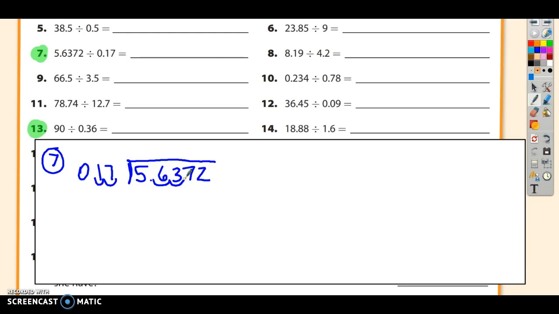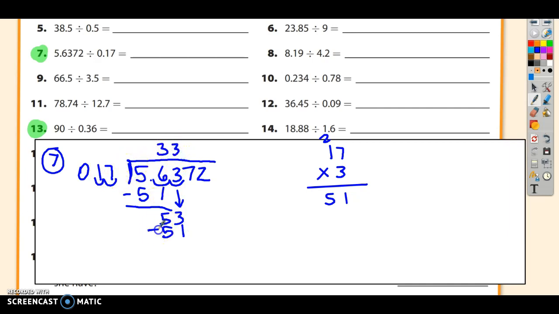How many times does 17 go into 56? 17 times 3 is 51, so I'm going to put a 3 right here. I'm going to subtract, and I'm going to get 5. And then I already know that 17 times 3, and if you didn't know that, you just do it right here. 17 times 3. 3 times 7 is 21. 3 times 1 is 3, plus 2 is 5, so it's 51. I'm going to use that same number here. 17 goes into 53 3 times. 3 times 17 is 51. Subtracting, you get a 2.